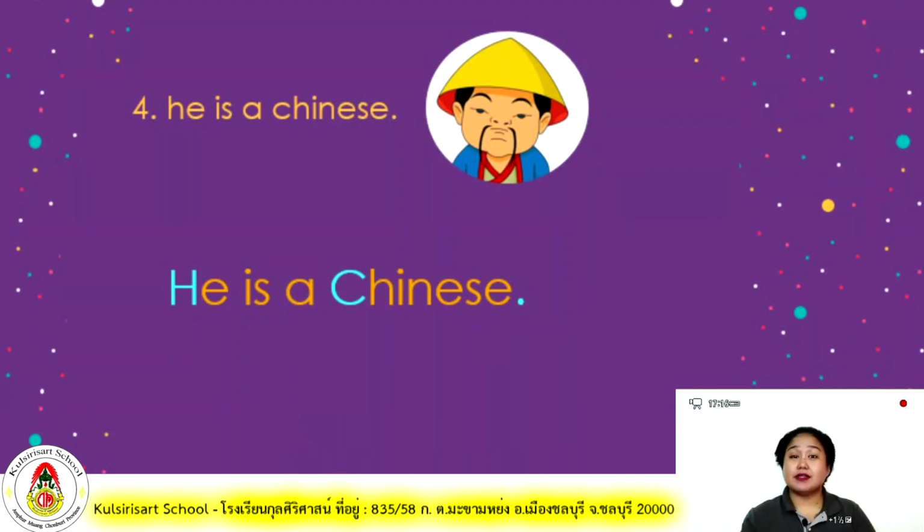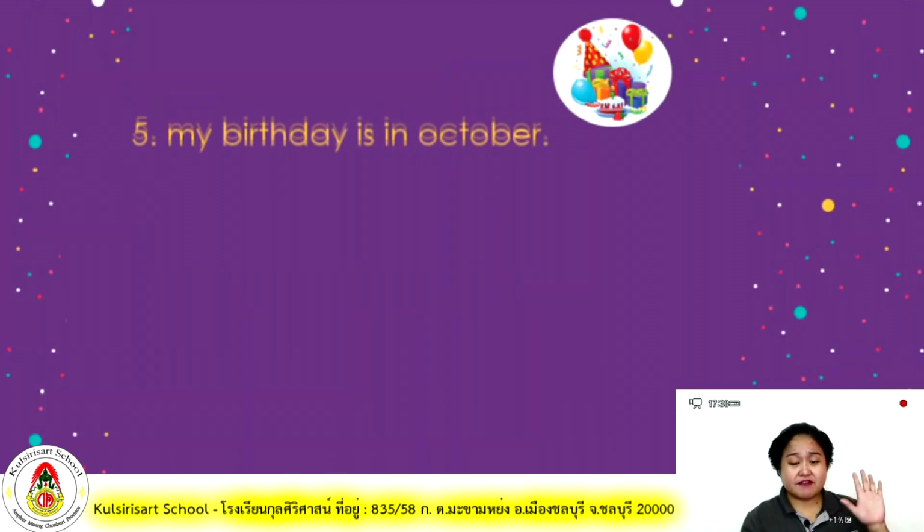Why did we capitalize letter C? Because Chinese is an example of country or nationality. Chinese, is it a country or a nationality? It's a nationality. Good job.